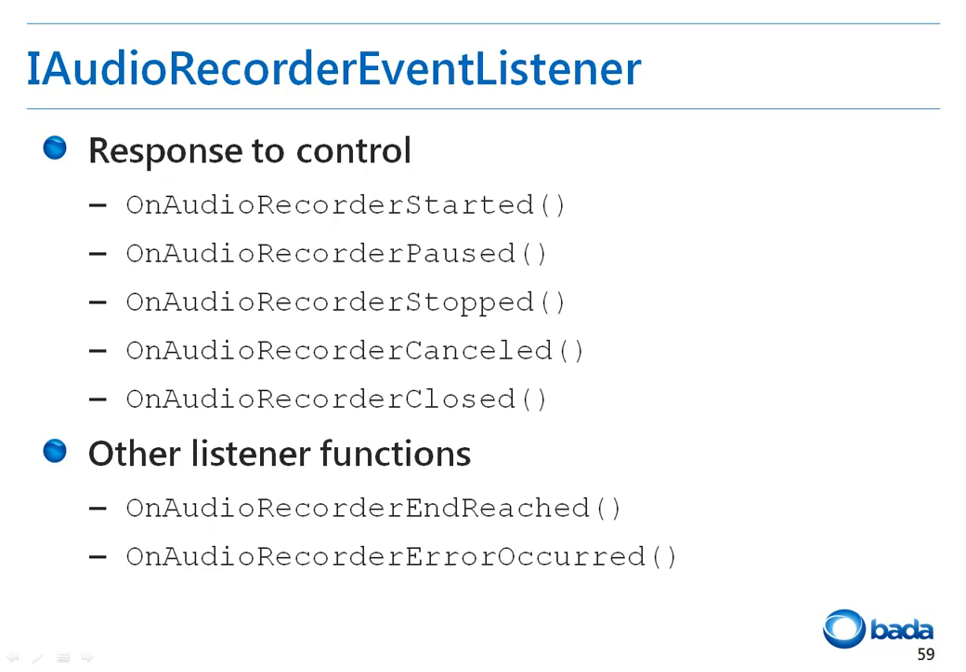The audio record operation also uses the IAudioRecorderEventListener class to notify the program when the state changes. The event listener object basically provides a function to listen to a state change when the recorder is started, paused, stopped, canceled, and closed. When the user-specified maximum time or maximum size is reached, the OnAudioRecorderEndReached function is called. If the recording has a problem, the OnAudioRecorderErrorOccurred function will be called.